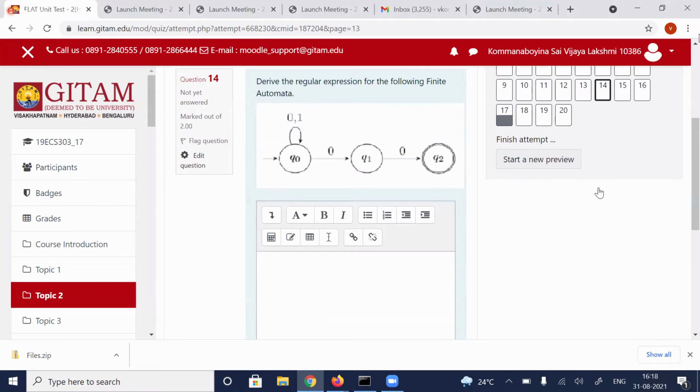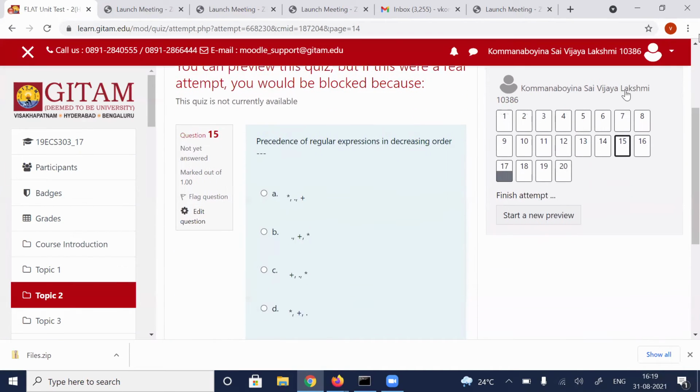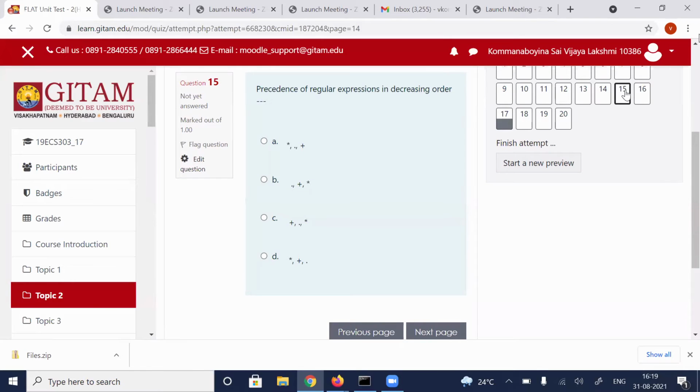Next, derive the regular expression for the following finite automata. What is the expression, ma'am? 0 plus 1 whole star, 0 0. Into 0 0. Yes, into means concatenation. Precedence of the regular expressions in decreasing order, tell me. First is the maximum one. Option A, star, concatenation, union. First priority is star, next is concatenation, next is plus.